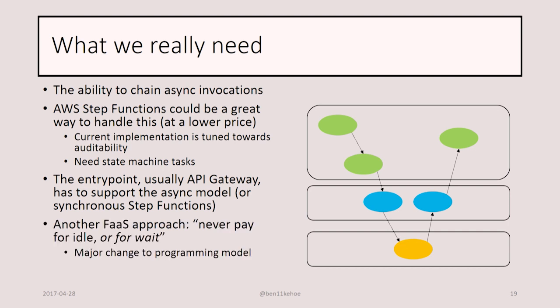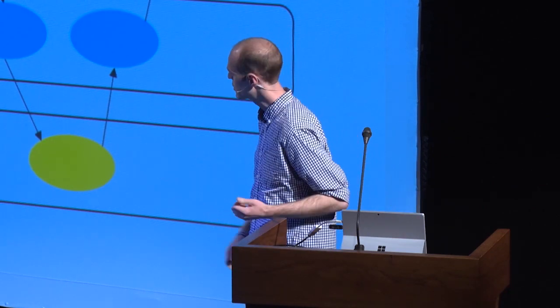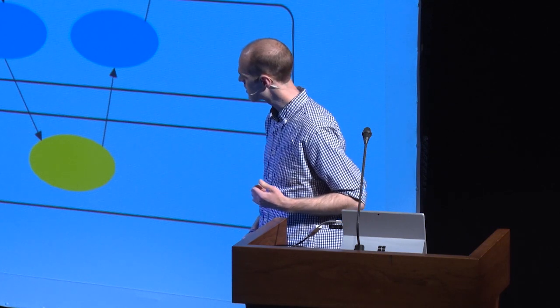There's also a very different approach you could take, which is that you never pay for idle or for wait. And that would be great. So then when you have that nested invocation, somehow your function would be able to go into an idle mode where it couldn't perform any work, but would also not really consume any resources. That's a pretty major change to the programming model. There are people who I've heard are thinking about this from some startups, and it's a very interesting, different model from how everybody's working today.